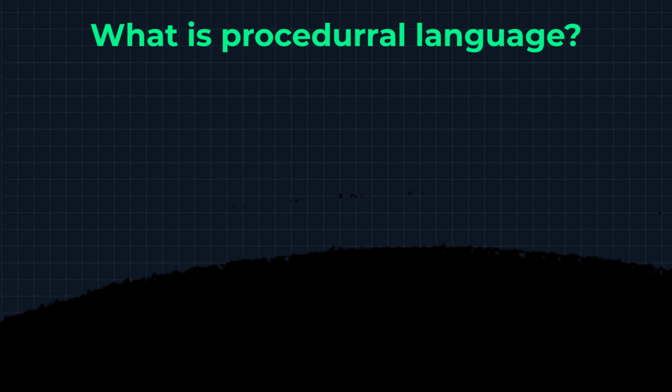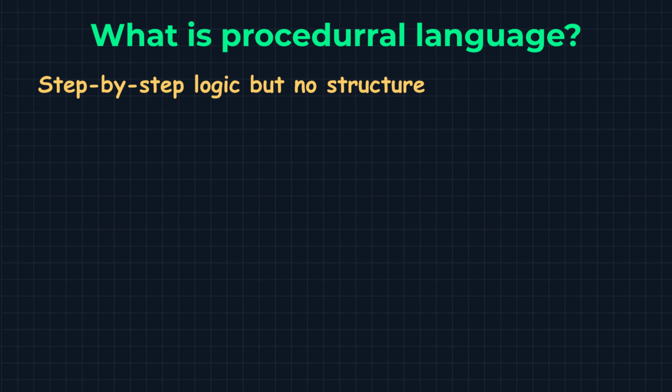What is procedural code? It's basically step-by-step logic but no structure. We just write logic from top to bottom, no grouping of data or behavior. Procedural code runs in a straight line, top to bottom. You declare variables at the top, then write functions, then call them one by one. It's like writing a to-do list and following it.